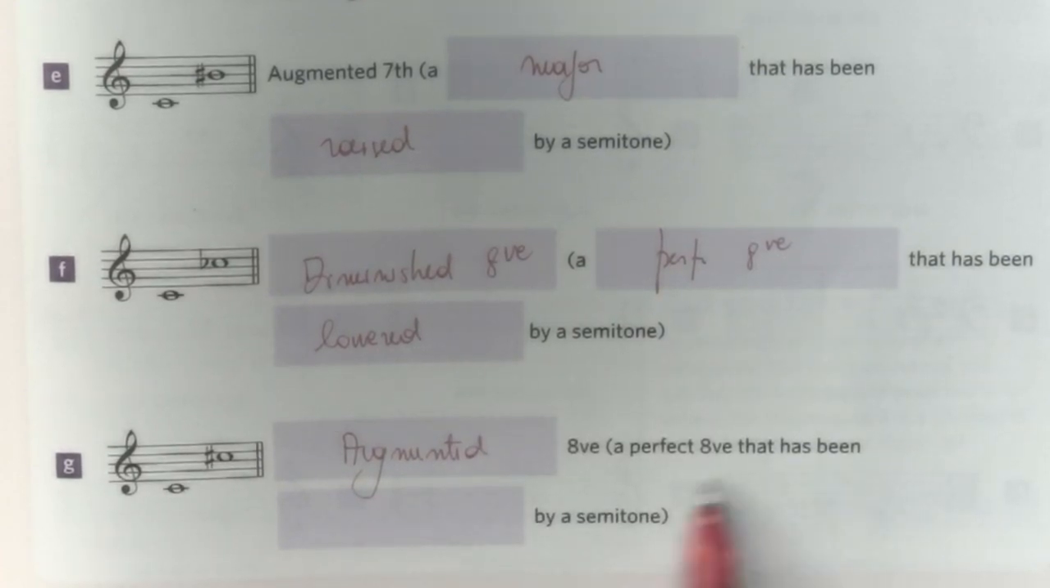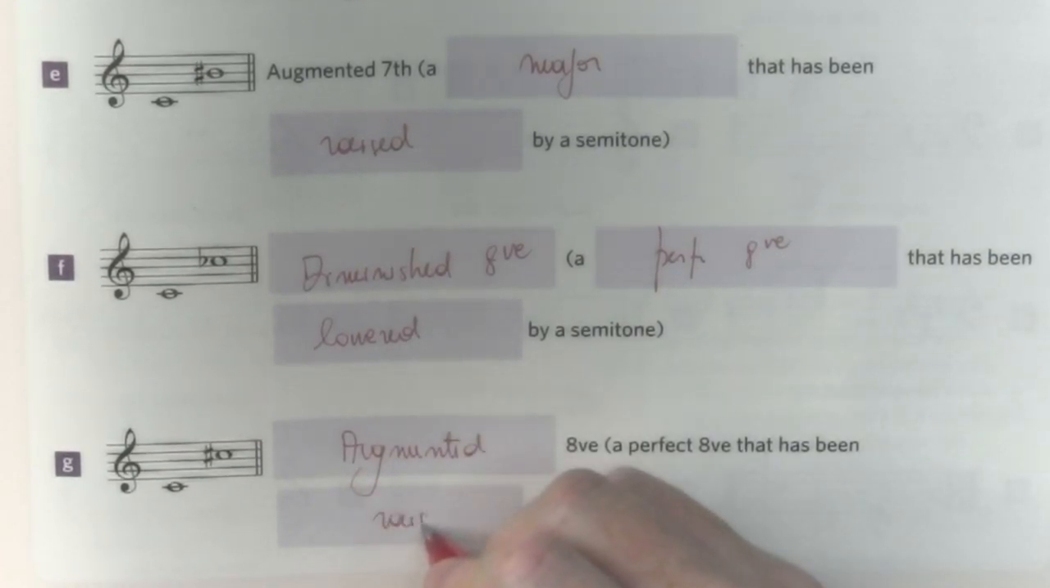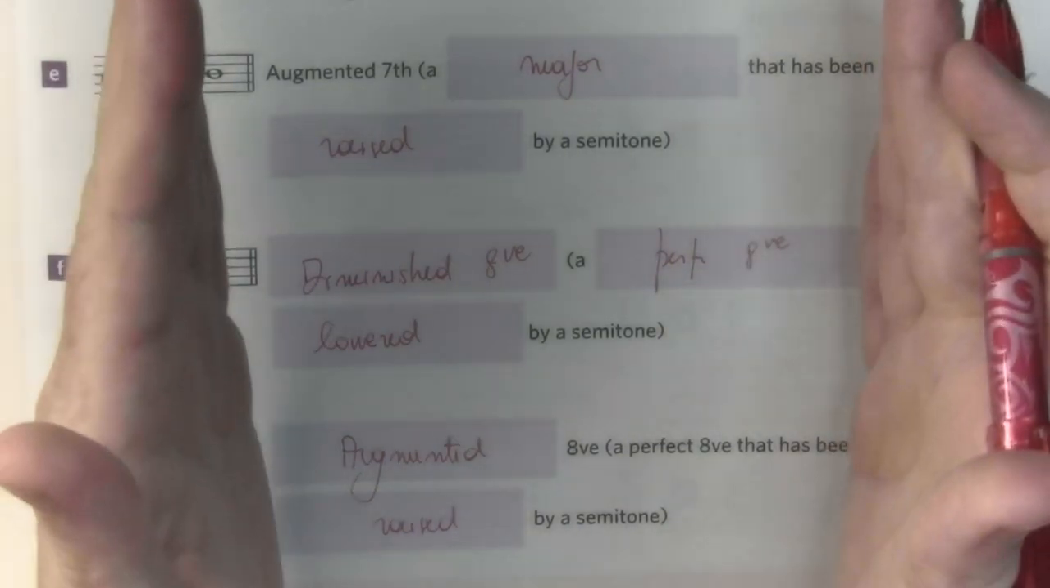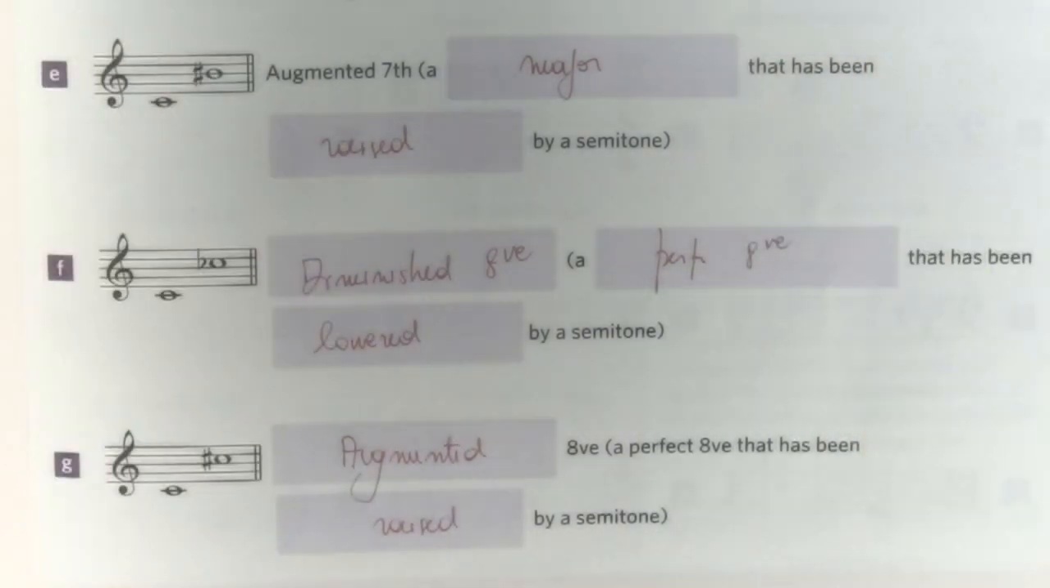A perfect octave that has been raised. All done. I hope this was useful and clear. Always, always have in mind an orientation distance, which is perfect and major. From there, you figure it out.